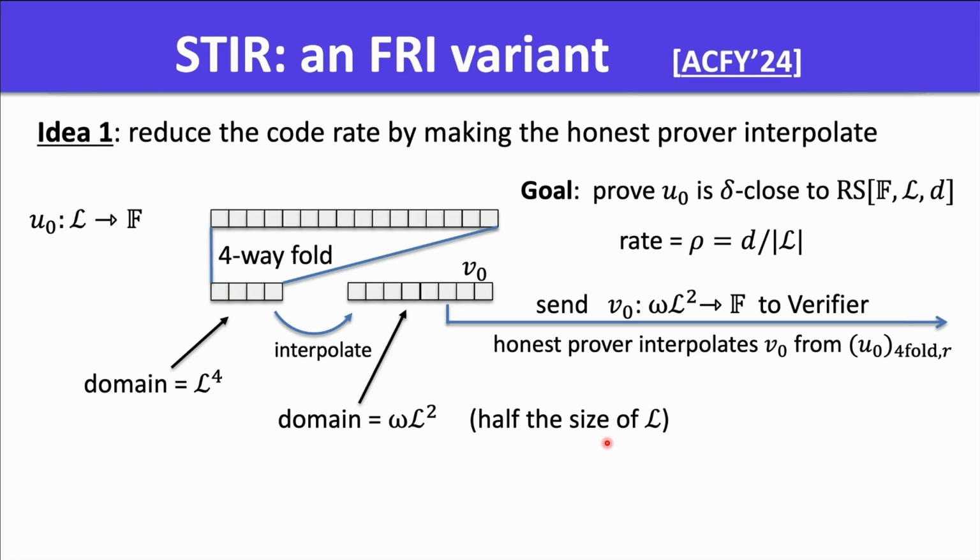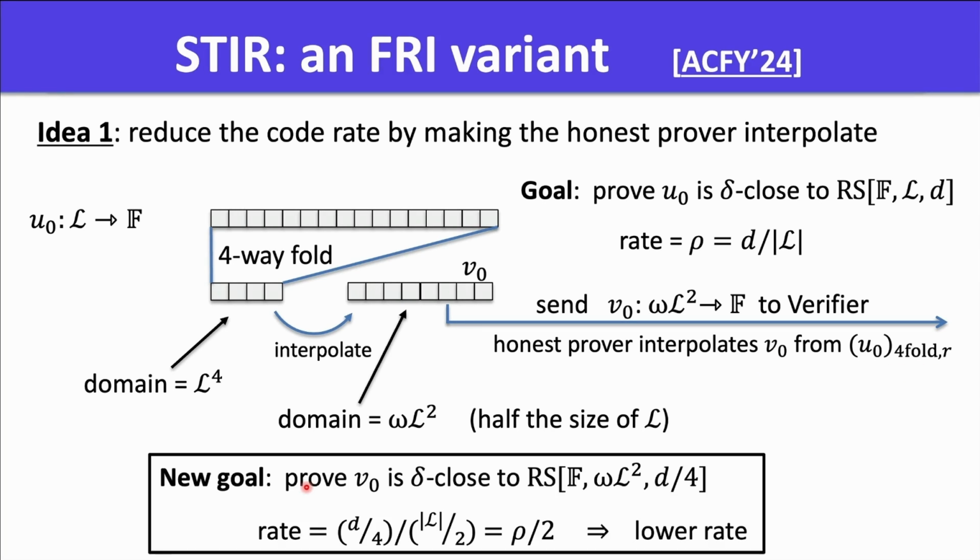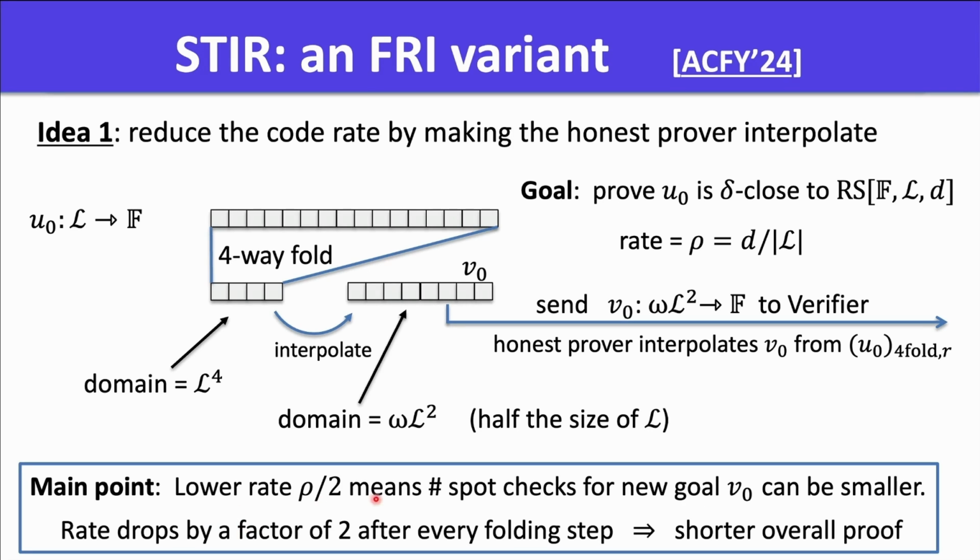And the prover will send this V0 to the verifier, and as we said, the honest prover basically will send an interpolation of the four-way fold of U0. And now the recursive goal for the prover is to prove that V0 is delta close to this code that now has half the rate. So the key point is because we're using a lower rate code, we can actually push V0 further away from the code, and that allows us to reduce the number of spot checks overall. And again, this gives a shorter proof. But again, there are complications.